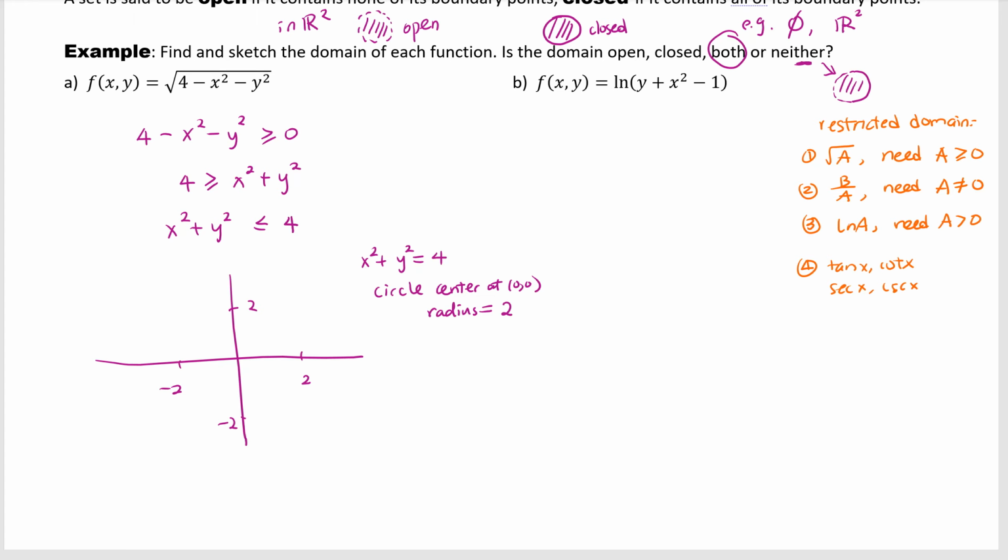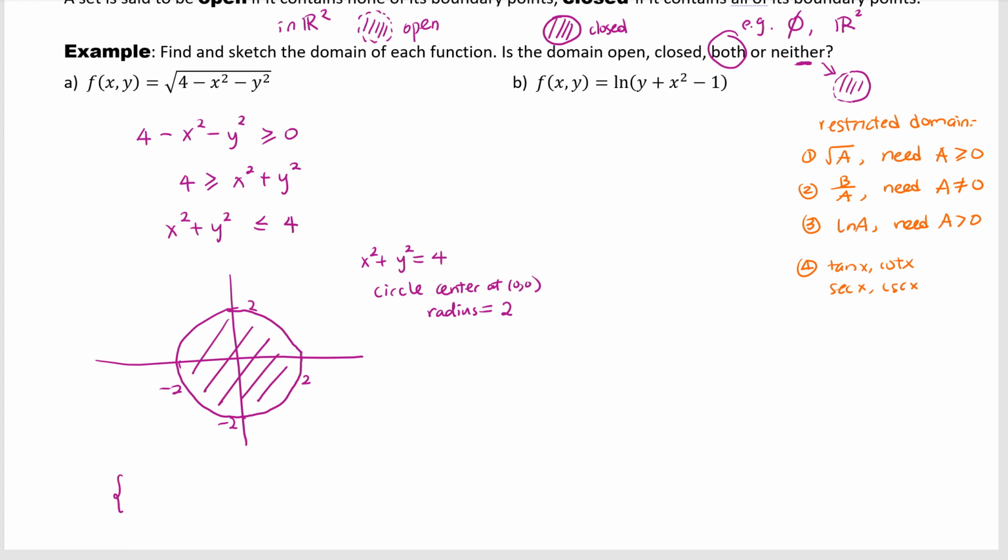That's why we put a solid line. We don't put a dashed line. If this is less than 4, then we put a dashed line. Because it's less than or equal, we know the distance from the origin to the point is less than or equal, so it's inside the circle.